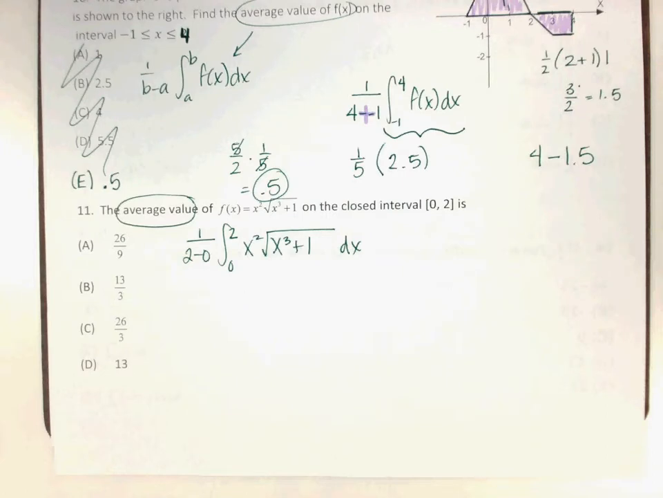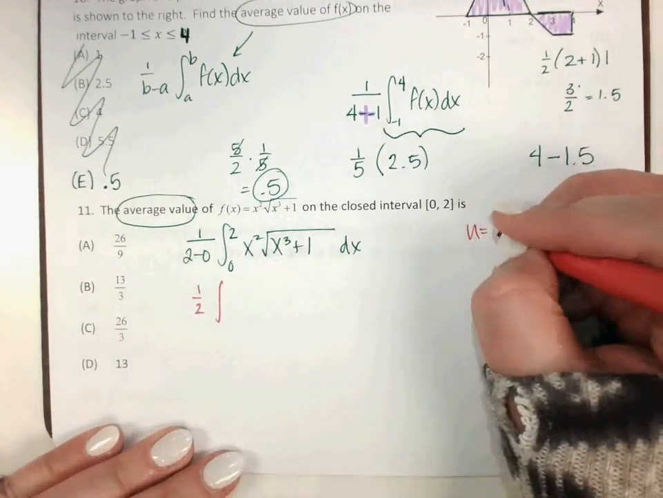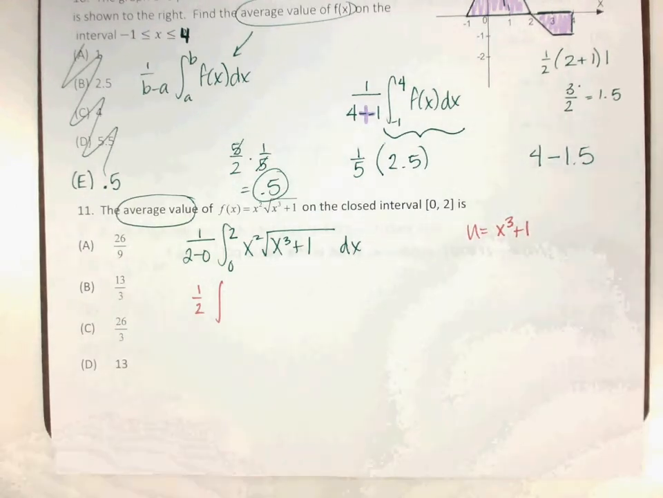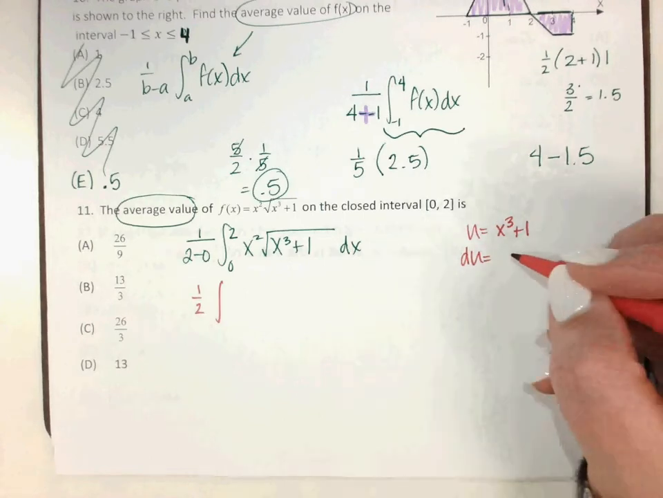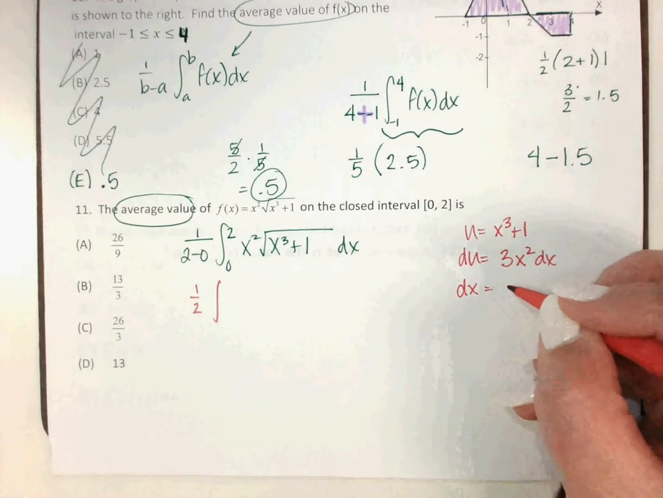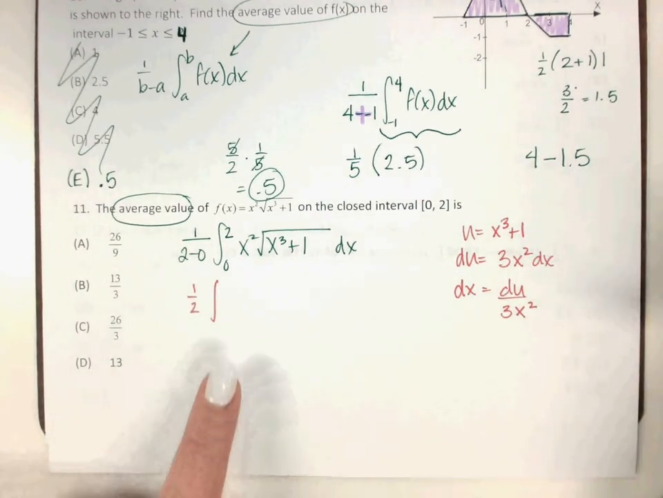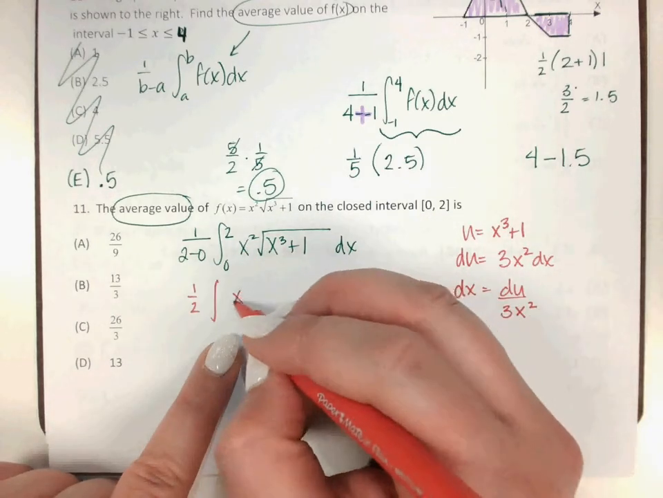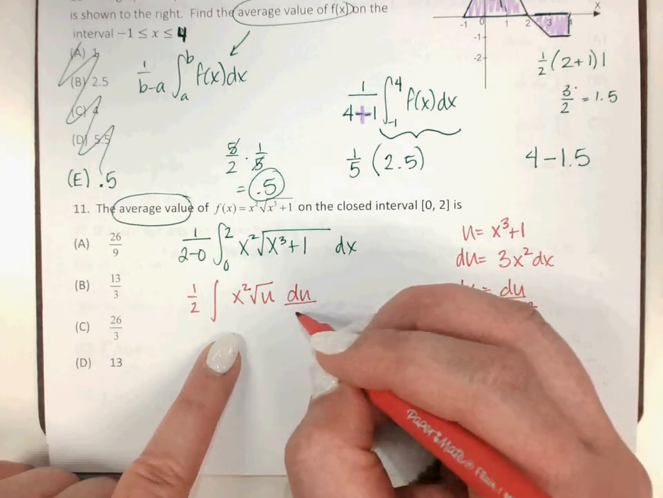What I would do is, your 1 over 2 minus 0 is just a 1/2. And then here, you're going to do U sub, so your U would be x cubed plus 1. And then what would your du be? 3x squared. Yep. Which makes dx equal to du over 3x squared. And then when you come back to this integral, you already had an x squared here, root u, and then a du over 3x squared.